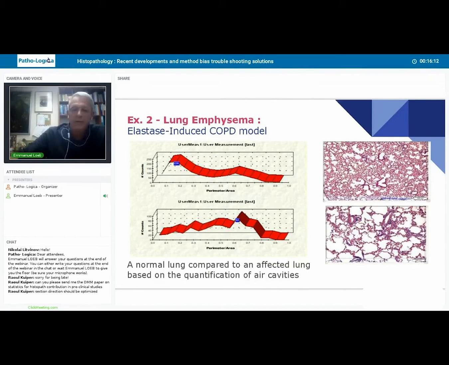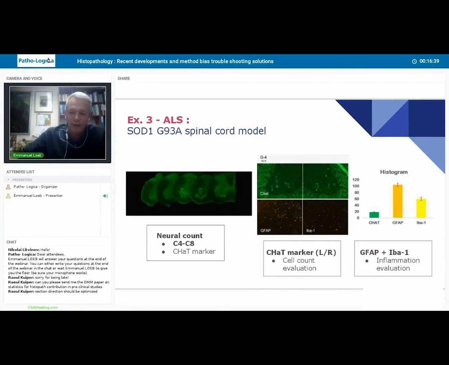In this particular model, the responsibility of the pathologist is to select the right representative areas to quantify, because in this slide, for example, you have totally normal lung tissue. So it is our responsibility to select the right ones and to send them to the image analyzer for further analysis. Next model is an ALS model.